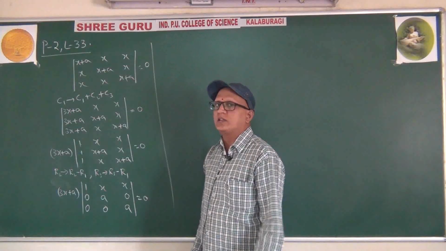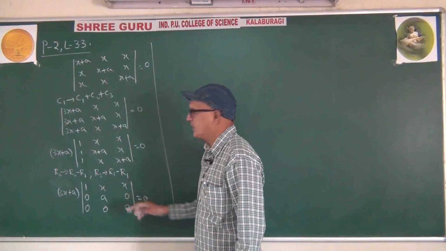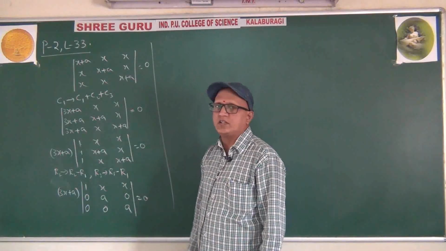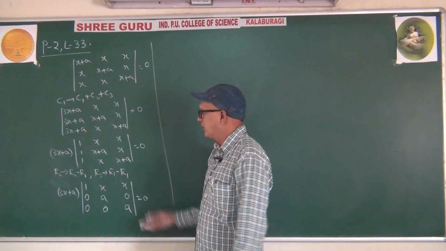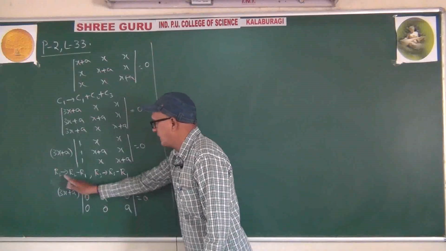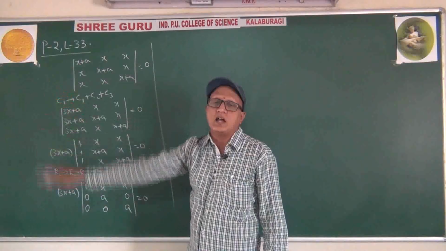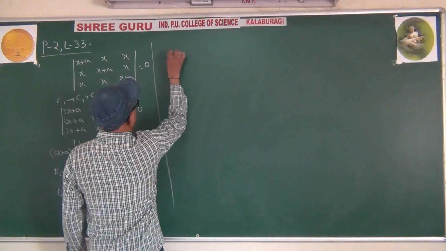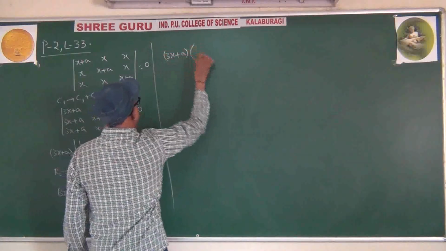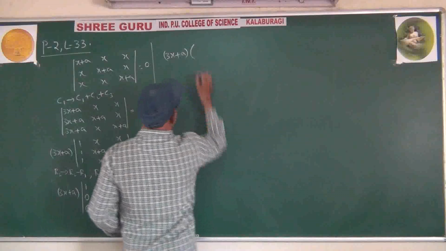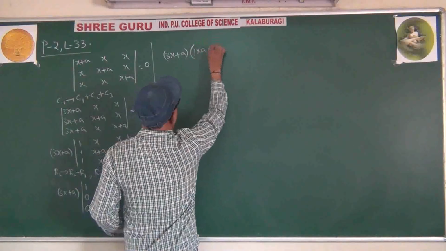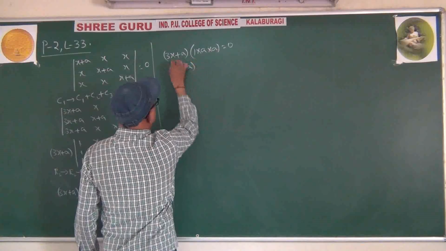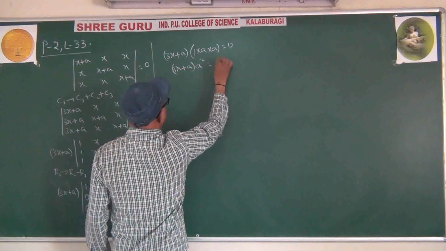In the shape of L, 3 zeros are there. In the shape of 7, 3 zeros we find. Or in the shape of L, if we find the 3 zeros, then what can we do? No need to expand the determinant, just multiply the principal diagonal elements. Okay? (3x plus a) into 1 into a into 1 into a equal to 0. So (3x plus a) into a square equals 0.